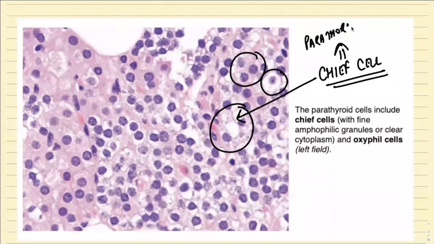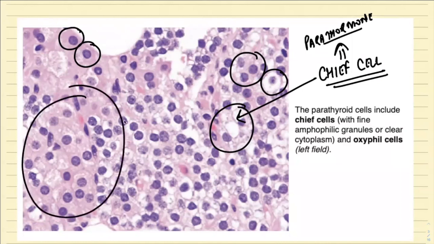Parathormone secretion is from the chief cells only. Now, the other kind of cells that we saw, if you look at the left-hand side, their cytoplasm is more intense pink, and they are a little bit larger as compared to the chief cells. Can you see this mass of cells over here? These are basically the oxyphil cells.